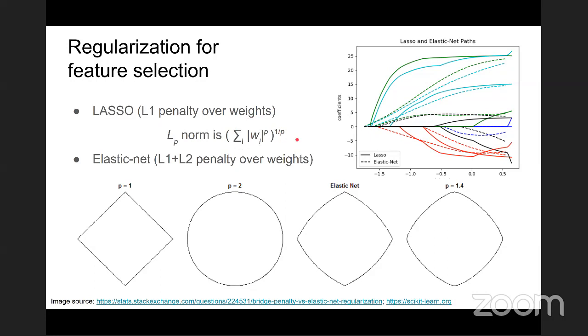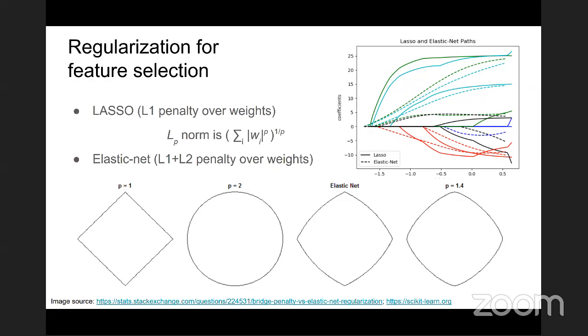So what is the L0 norm? The L0 norm is the limit of this p tending to 0, which means that the L0 norm basically looks at only those values that are non-zero. It doesn't look at those weights that are zero. It only counts the number of non-zero weights.